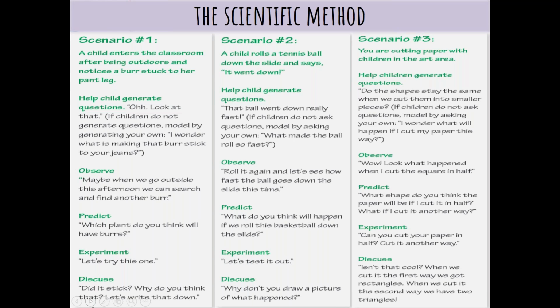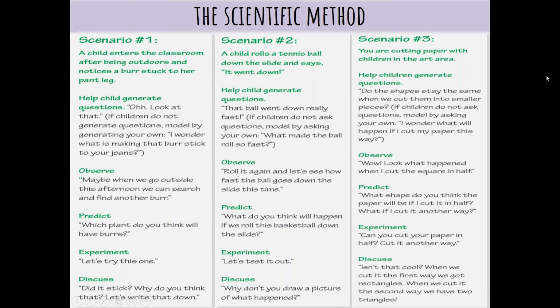Last, we have scenario 3, which could be an art area cutting activity. You're going to be cutting paper with children. So you're going to first help them generate questions. "Do these shapes stay the same when we cut them into smaller pieces?" And then once again, if the children don't ask questions, model by asking your own question. "I wonder what will happen if I cut my paper this way." Then you're going to help them observe. "Wow, look what happens when I cut the square in half."